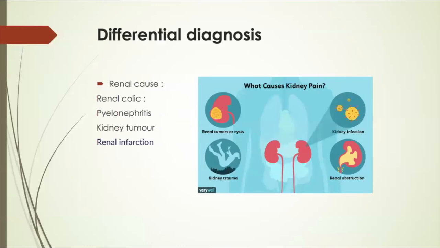Then when I make the differential diagnosis for the patient with loin pain, I will talk about renal causes and other local loin pain causes. Among the renal causes, the most important one is renal colic, and patients frequently come to the ER with renal colic. Usually the pain comes with a sudden onset and is severe.